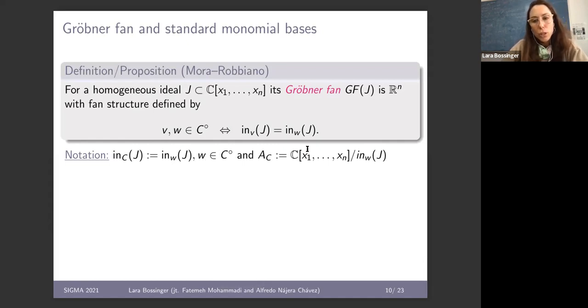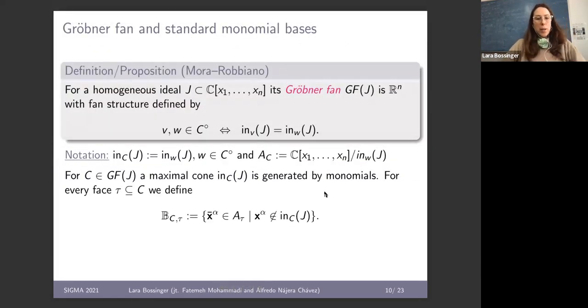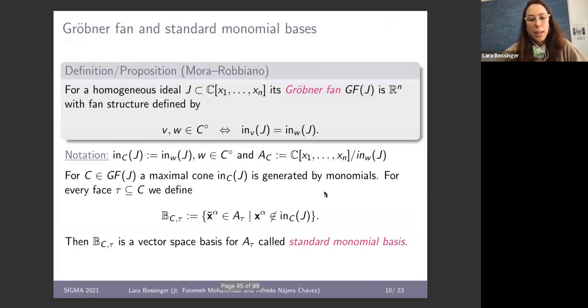And for the quotients of the polynomial ring by initial ideals, I will also adopt the notation A_C. So A is the quotient of the polynomial ring by J itself, and C denotes some cone in the Gröbner fan that can be a maximal cone or of higher codimension. Now, one more ingredient that we nicely get from Gröbner theory here is if we fix a maximal cone in the Gröbner fan, then the initial ideal will be generated by only monomials.